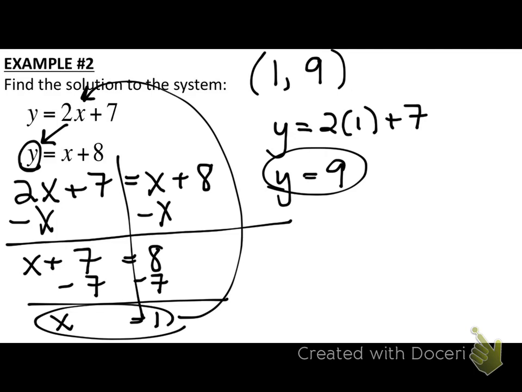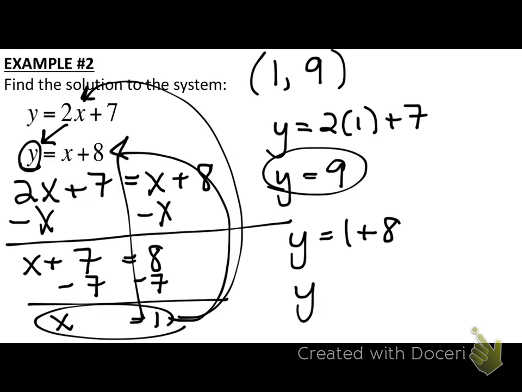So they cross at 1, 9. Just a reminder, you could also put in the 1 here. And in that case, 1 plus 8 is also 9. So either way, you get the 9. Okay? So this is my answer right here. Use substitution. Go ahead and get caught up.